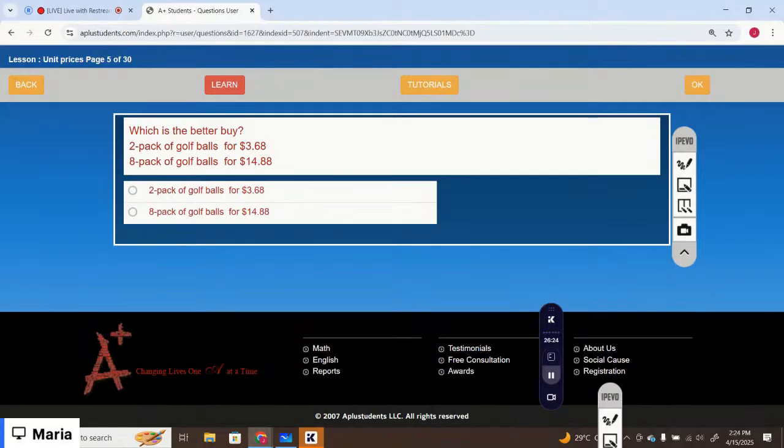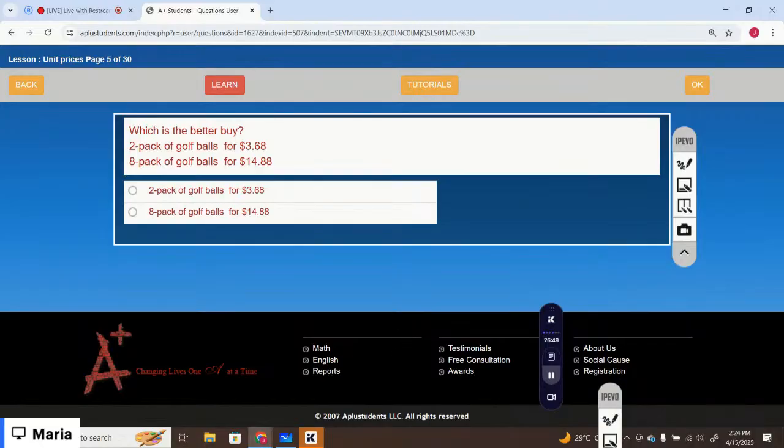Which is a better buy? 2 pack of golf balls for $3.68 and 8 pack of golf balls for $14.88. So let's just see which is a better buy. So which is the correct option?